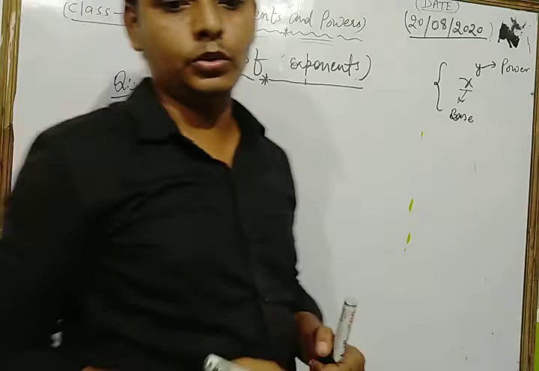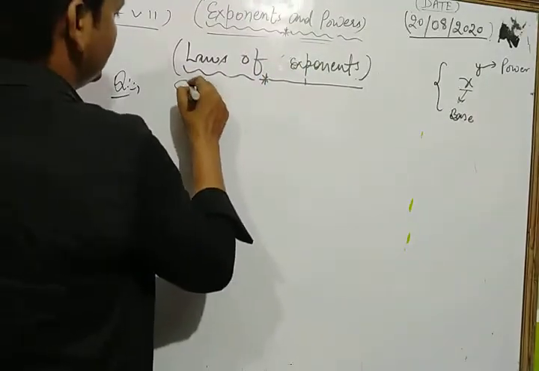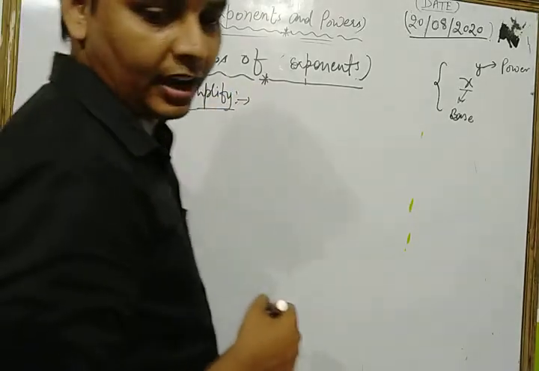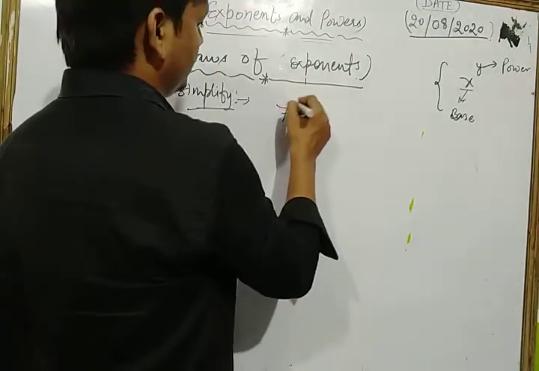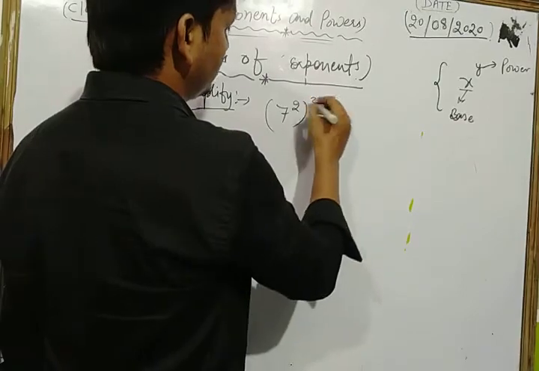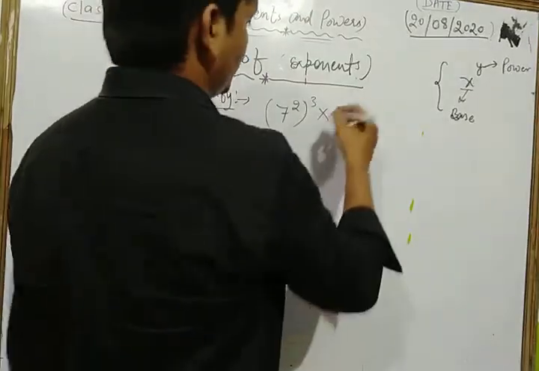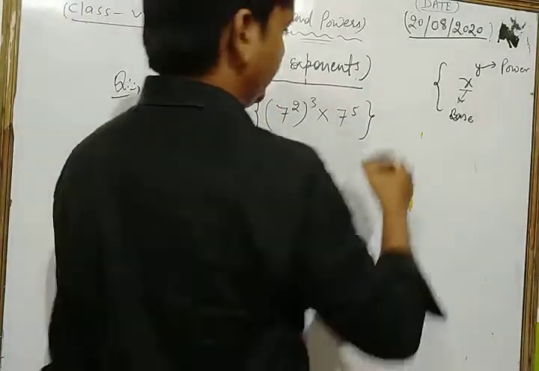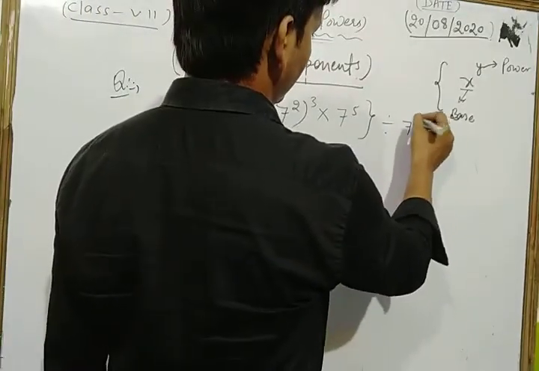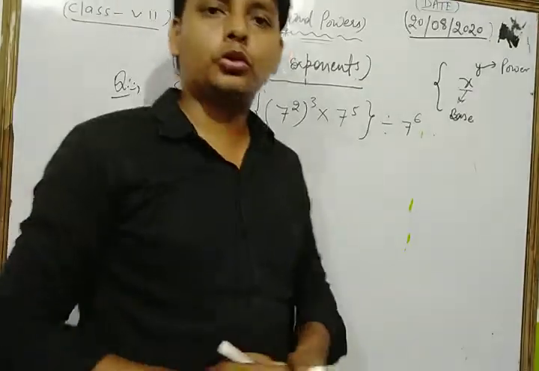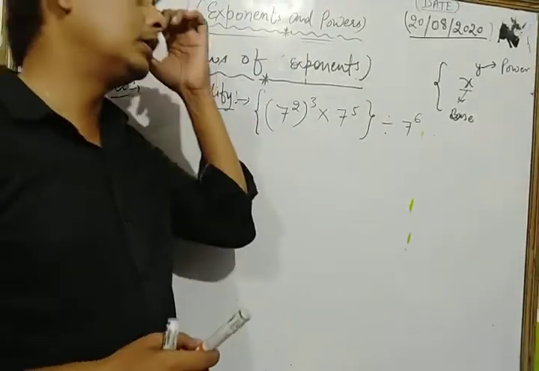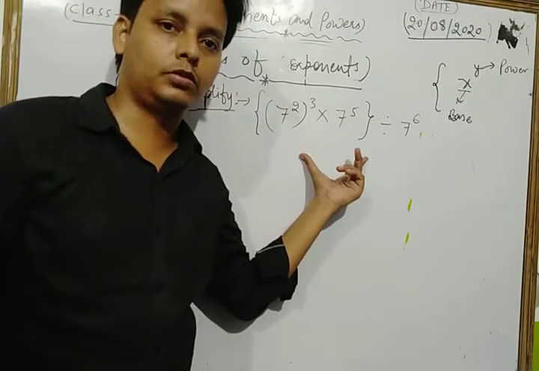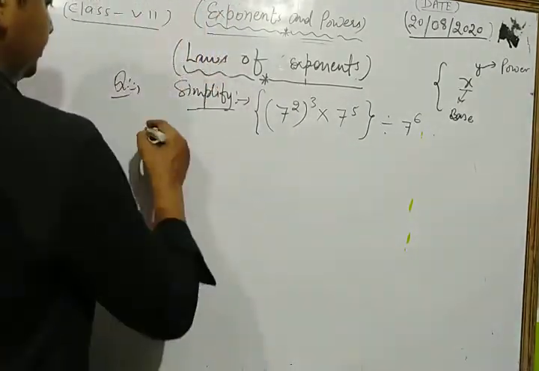Let's see the question, dear students. Simplify: (7 to the power 2) to the power 3, multiplied by 7 to the power 5, divided by 7 to the power 6. This is the question here, dear students, and your question is to simplify the given values. Okay, now let's see its solution.